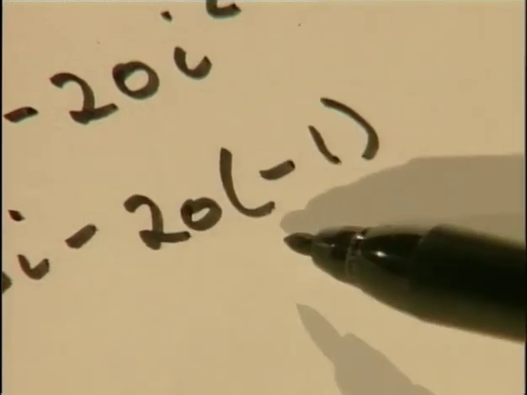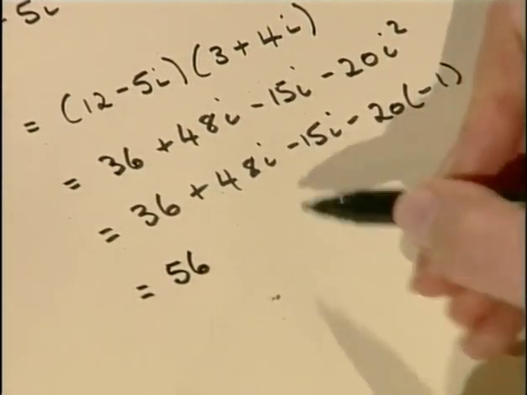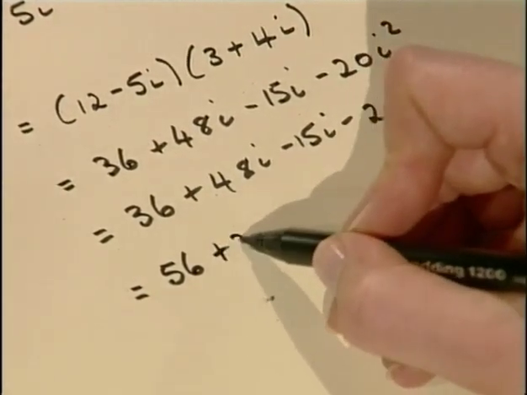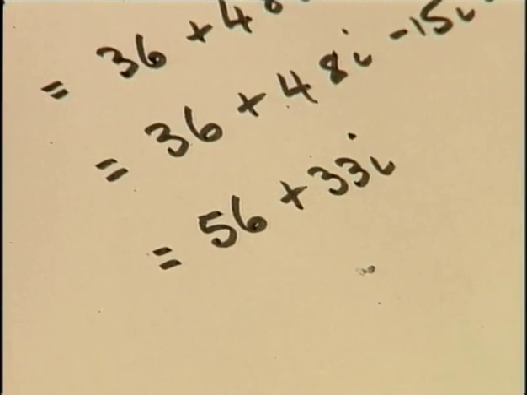So now I just need to gather up the terms and combine the i's. So this end term here, minus 20 multiplied by negative 1, that gives me 20. So 36 plus 20, that's 56. And 48i minus 15i, well, that's 33i. So the result is 56 plus 33i.